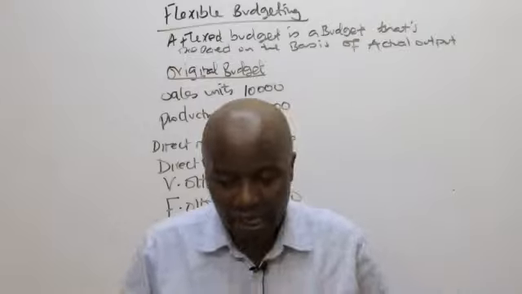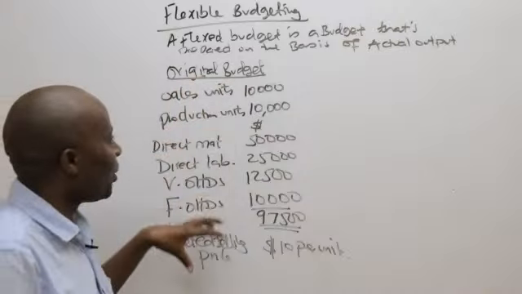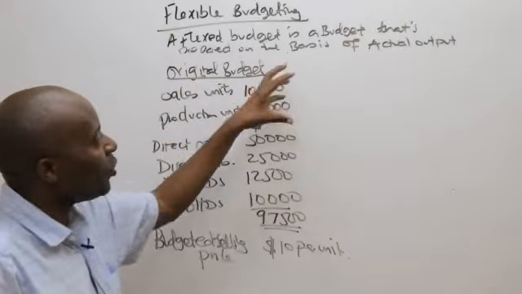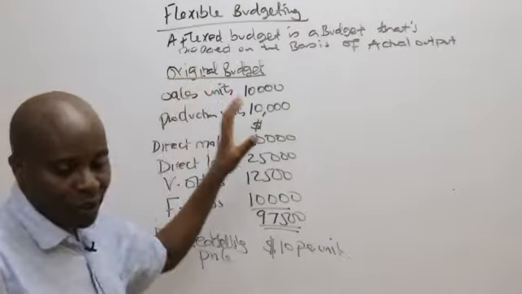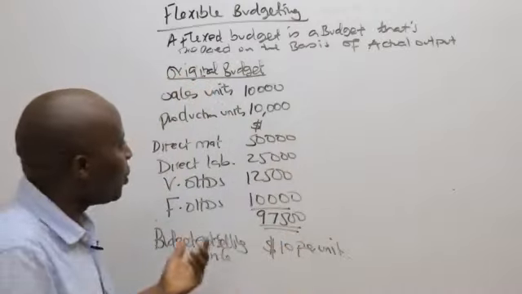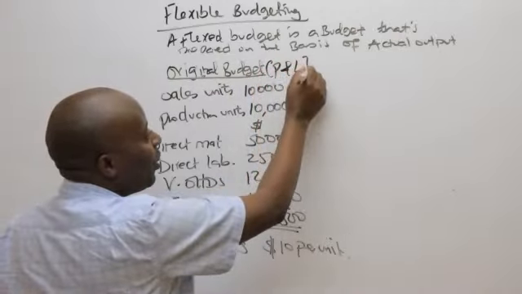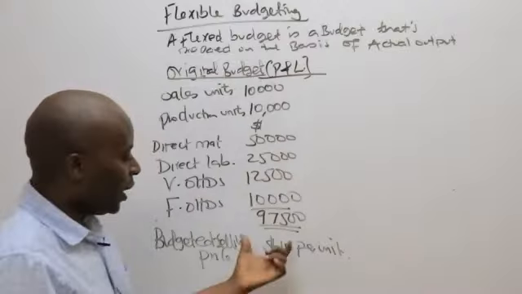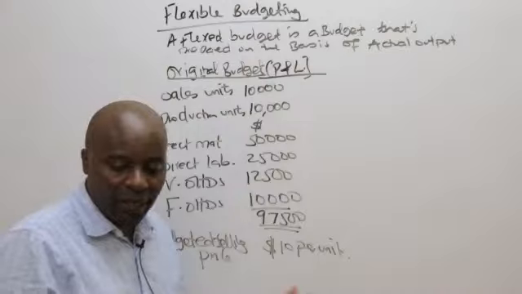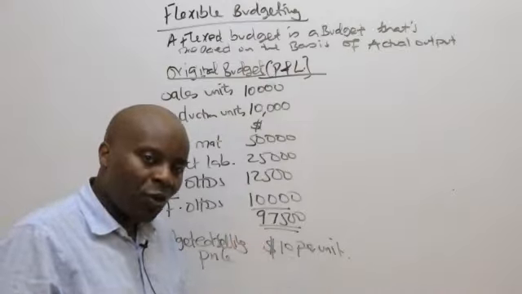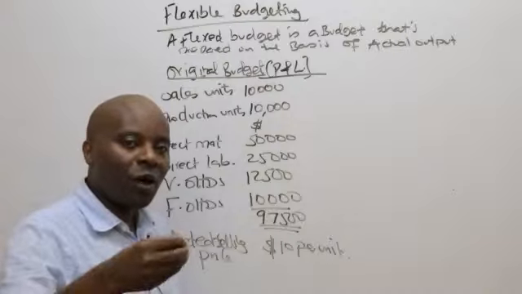Now here we are. When you give me this kind of budgetary information and you want me to flex your budget, the first thing that I will do is to prepare the original budget. And this original budget basically is a profit and loss account, where we need to tell the examiner whether we have a profit or a loss.